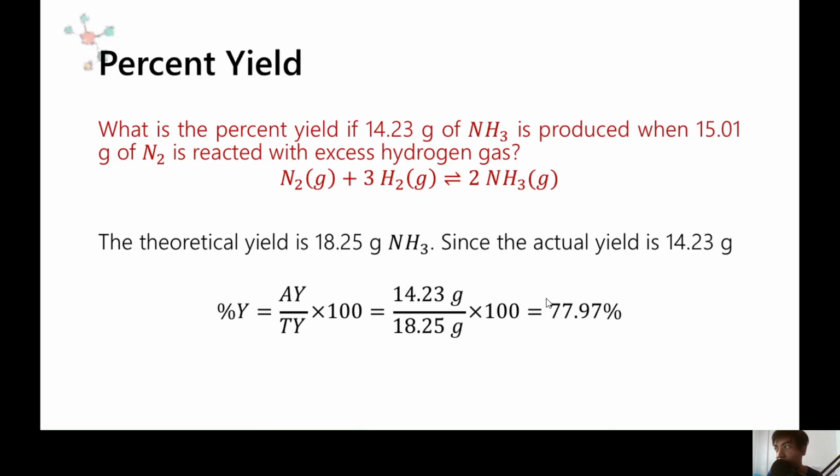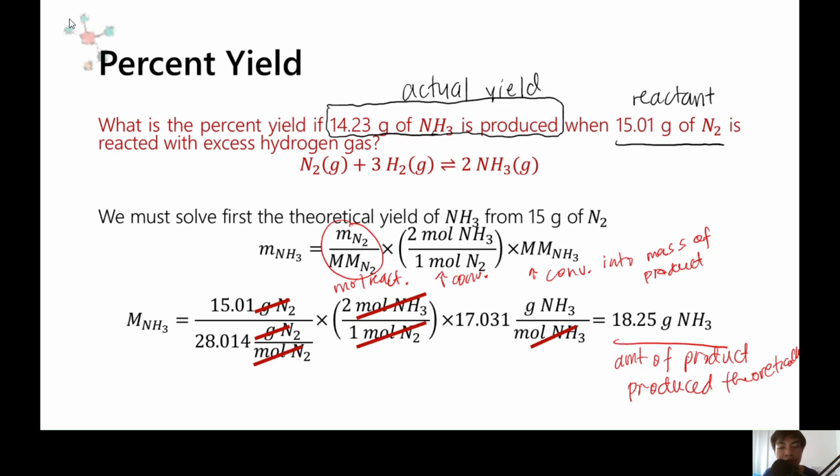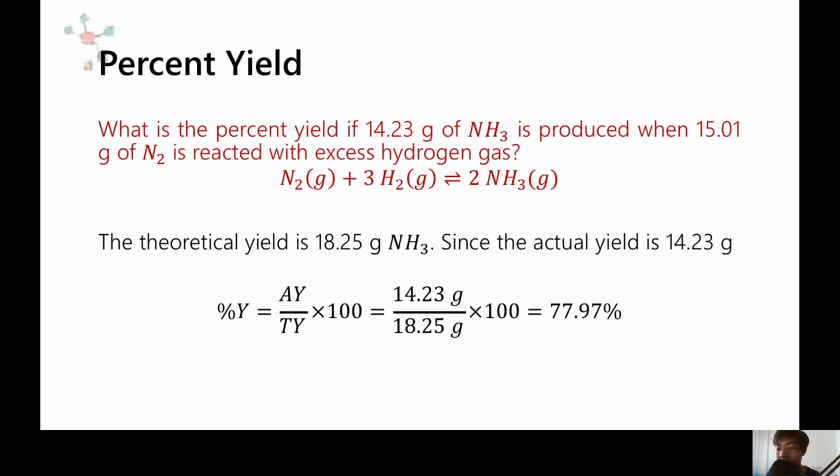So that's it. What will you do again? From the reactant, you have to solve for the theoretical yield, no? Usually the actual yield is given. So after obtaining the theoretical yield, you divide the actual yield by it to get the percent yield. So that's it. You can use this problem as your reference.